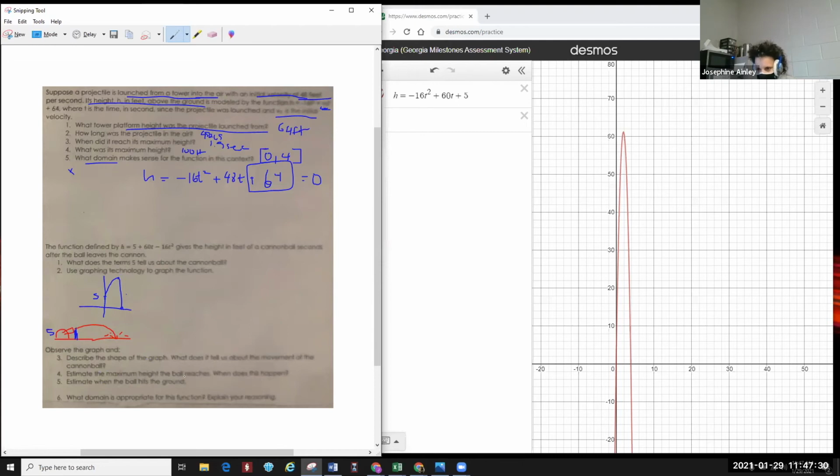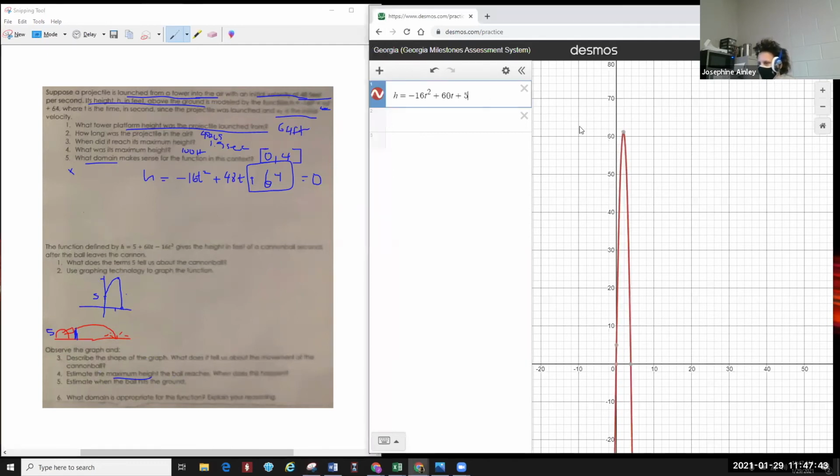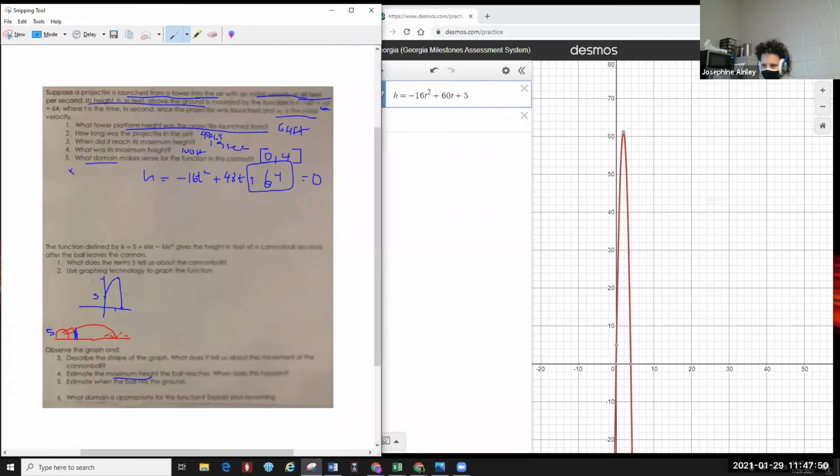Estimate the maximum height the ball reaches, and when does that happen? Okay, so the maximum height. We're going to go ahead and find the number over here. I'm going to label both on my graph. I come to my calculator, click in here, and put your mouse there. So the height is 61.25. I'm going to label it right here, 61.25. And this is in feet, I believe. It doesn't tell me actually. Oh yeah, it does right here, in feet.